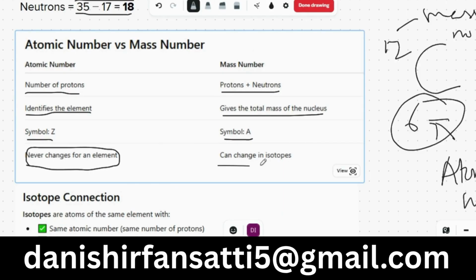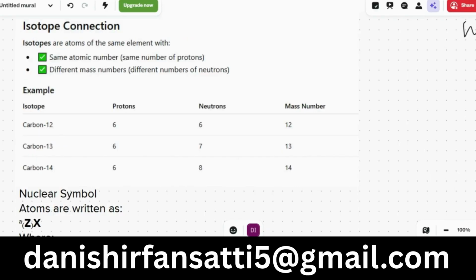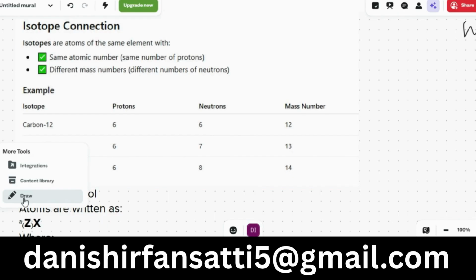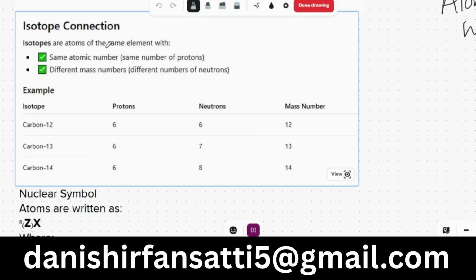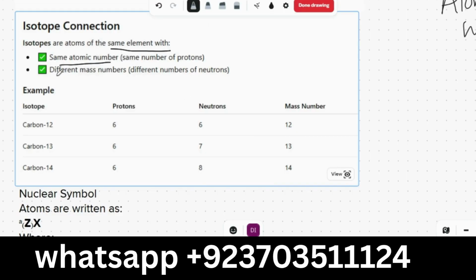Mass number can change in isotopes. We have discussed this in the previous lecture as well. Isotopes are atoms of the same element, with the same atomic number. The atomic number will never change, but the mass number is different. What does that mean? Here is the example of carbon-12, carbon-13, and carbon-14.